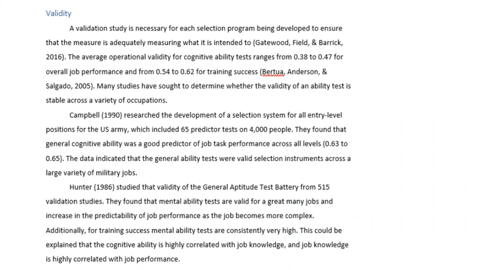A validation study is necessary for each selection program being developed to ensure that the measure is adequately measuring what it is intended to. Gatewood et al. 2016.